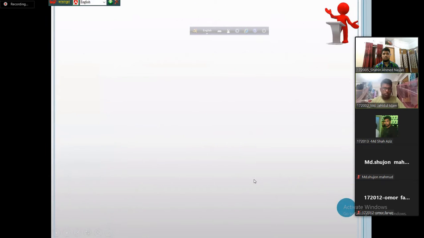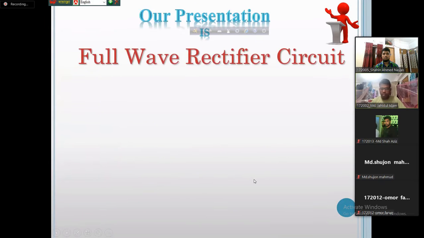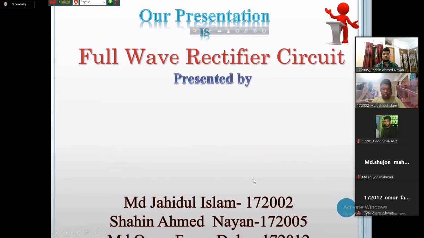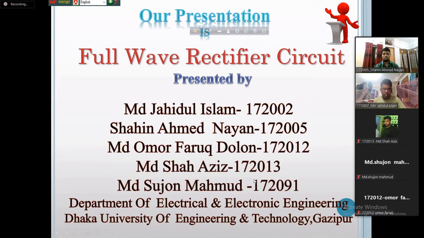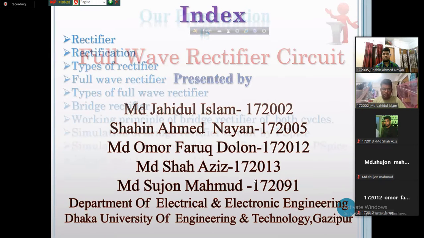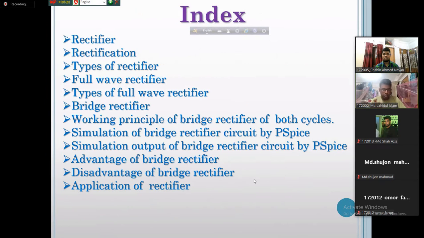In this presentation, we are going to talk about full wave rectifier circuit. I am MD Zahidul Islam and my other group mates are MD Shahin Ahmed Noyan, MD Omar Farooq Dolon, MD Shah Aziz and MD Shuzan Mahmoud. Here we are going to cover these topics that are shown in our display.